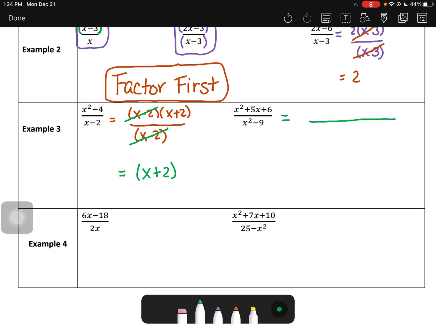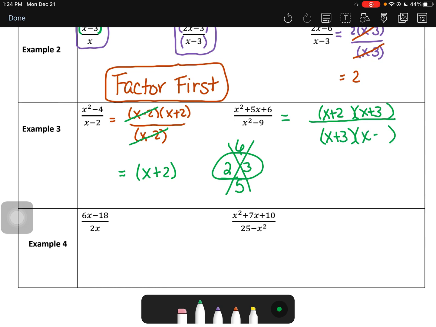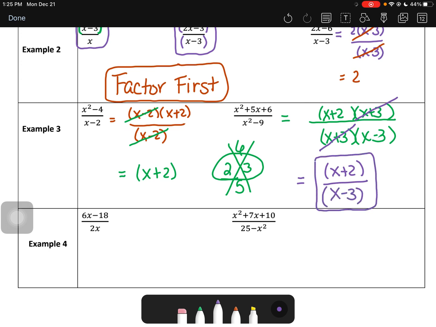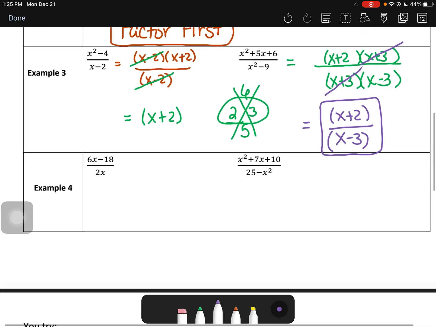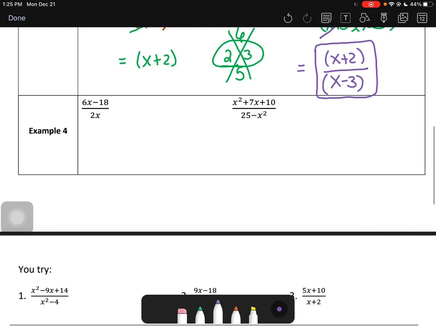In the next example, we will factor first. So on the top, we could use our x if you're comfortable with that. What two numbers multiply to be 6 but add up to be 5? That would be 2 and 3. So this would be x plus 2 and x plus 3. On the bottom we have the difference of squares, which would be x plus 3 and x minus 3. We can simplify if they are the exact same factors. So our final answer will be x plus 2 over x minus 3. I ask that you leave the parentheses just as a helpful reminder to you that we can't simplify any further.